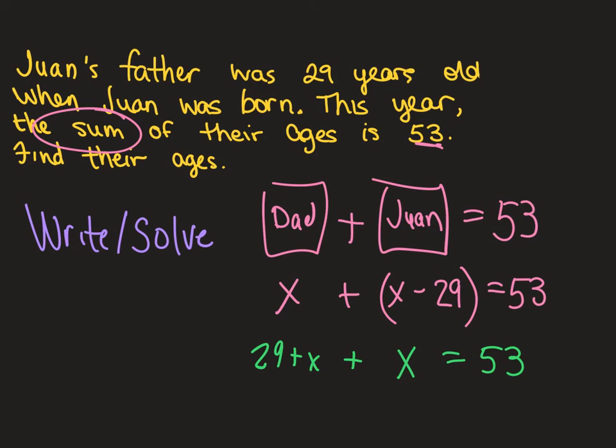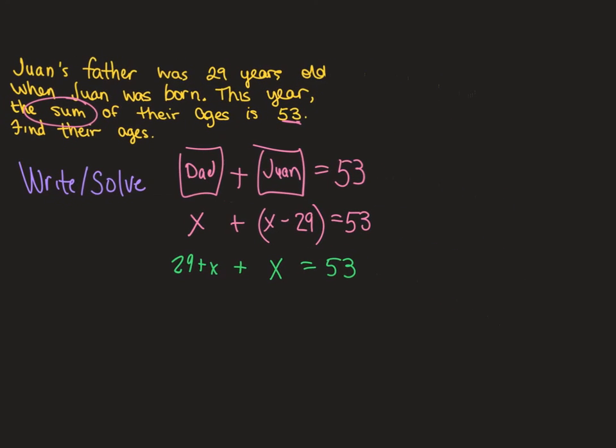Which one do I want to do? I think I'll do the green one. I could do pink. I feel like doing green. So here we go, working out green. I've got to combine like terms, so I have an X here and an X here. So that means I've got two X's. I still have my 29. My 29 didn't change, didn't go anywhere. 29 plus 2 X's is equal to 53.